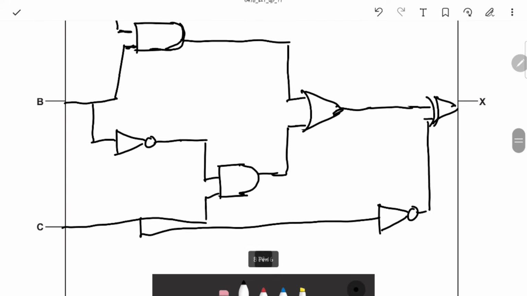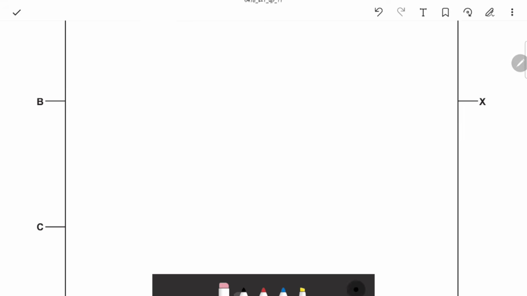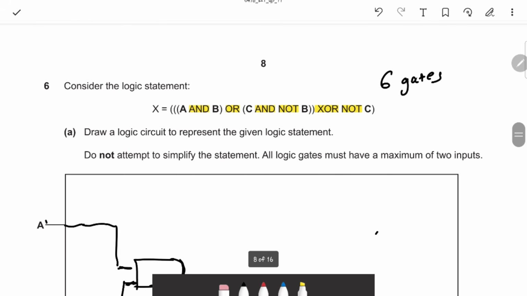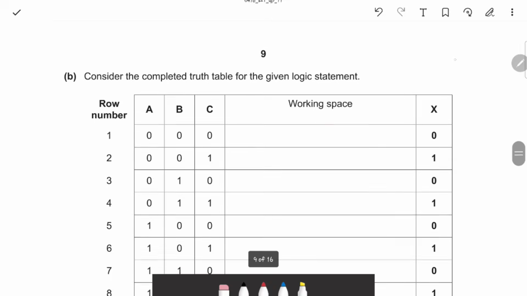Now we can count how many gates there are. 1, 2, 3, 4, 5, and 6. We're done. Well, just let me make this much better so it doesn't look like a gate. Sorry. There you go. So 6 gates, we're done, and we remember we needed 6 gates. Let's move on to the next one, B.